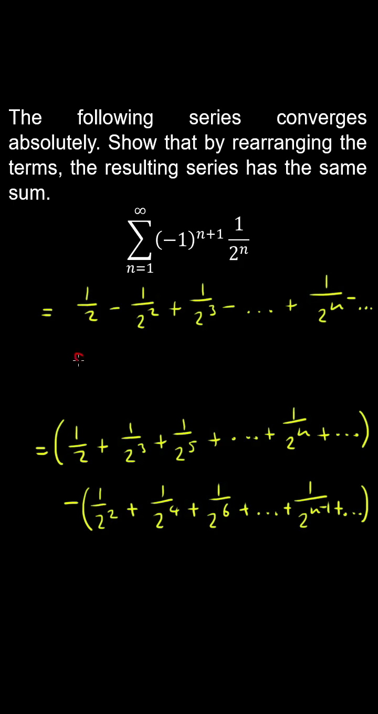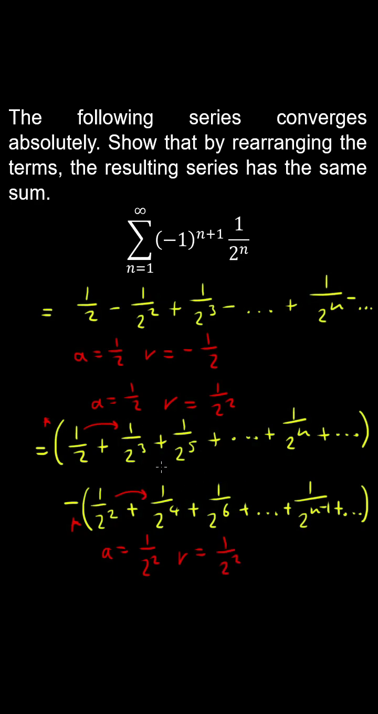So this geometric series has a value a equals a half and a ratio of minus a half, and this geometric series has a equal to a half and the ratio between the terms is 1 over 2 squared. And for this series over here, we can see that a is equal to 1 on 2 squared and the ratio is also 1 on 2 squared. So really think about this.